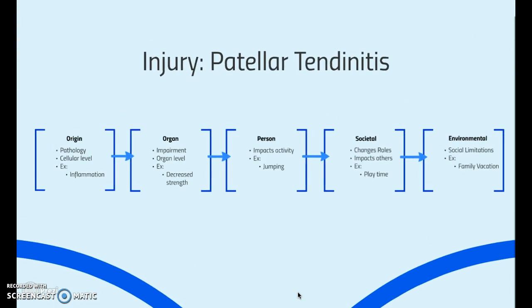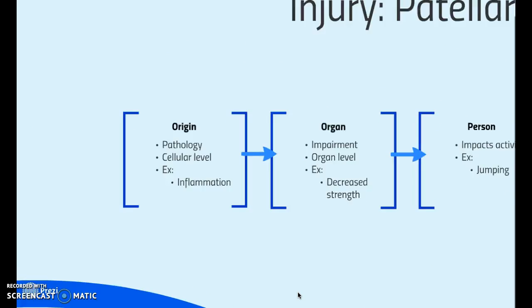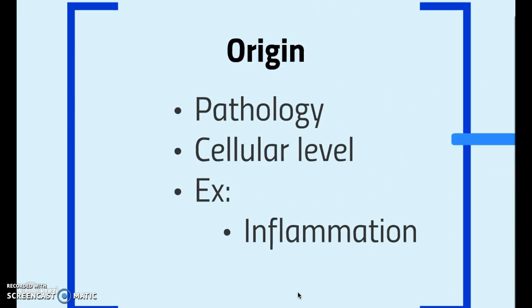So the disablement model is broken down into 5 different categories, and the first is origin. So origin is when the pathology occurs at the cellular level. In patellar tendonitis, this would be inflammation occurring around the patellar tendon.